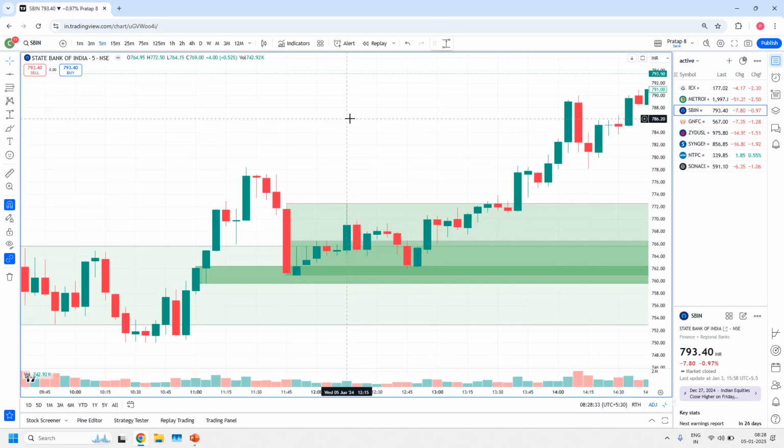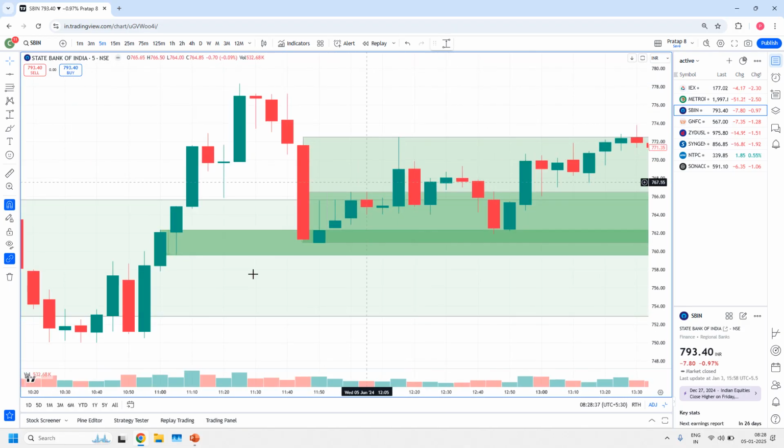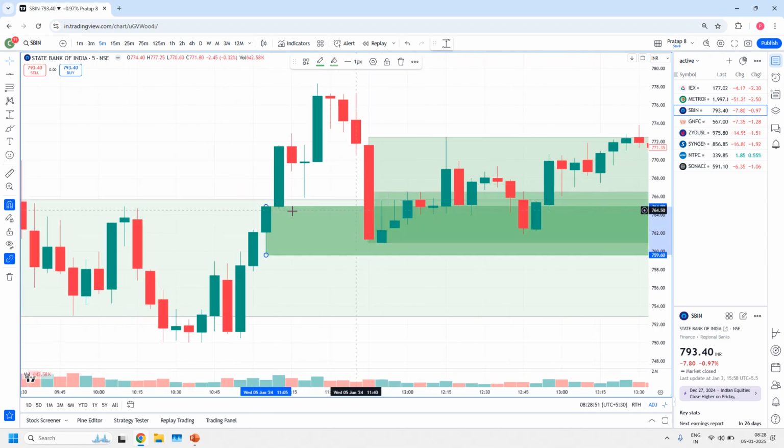Why is that very strong order flow? Because this is the origin, this 3 minute zone. Now we are seeing it in the 5 minutes time frame. In the 5 minutes time frame, this is rally, base, rally. Now the zone comes like this.